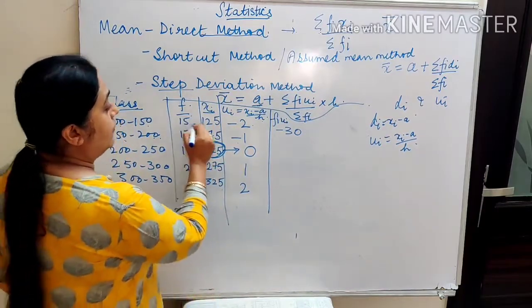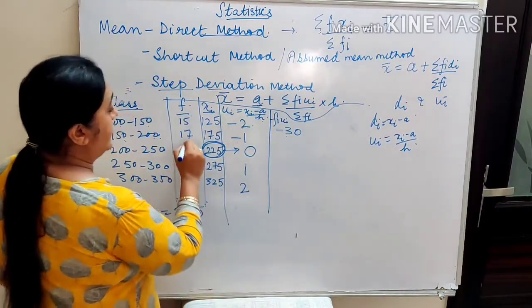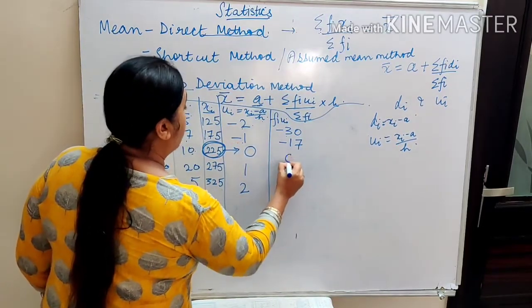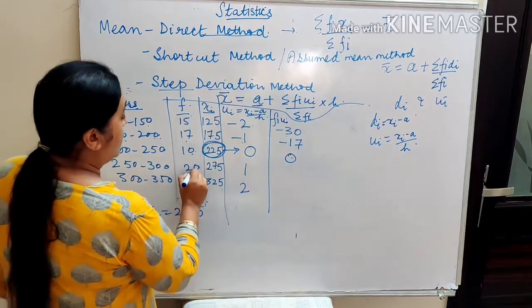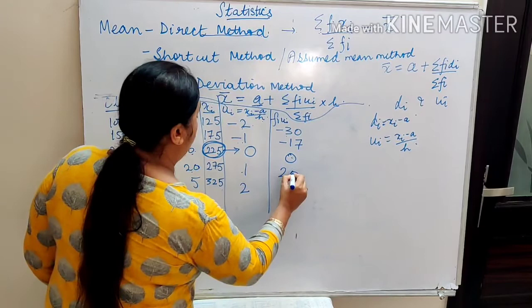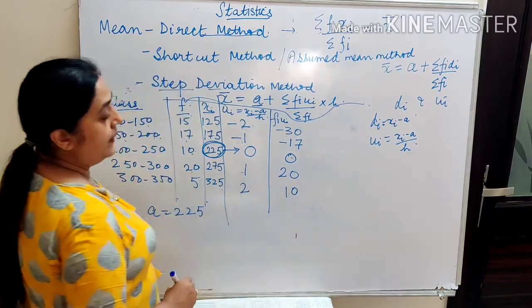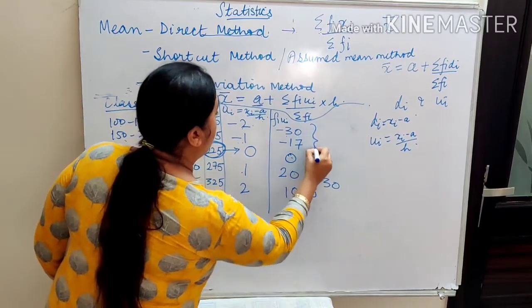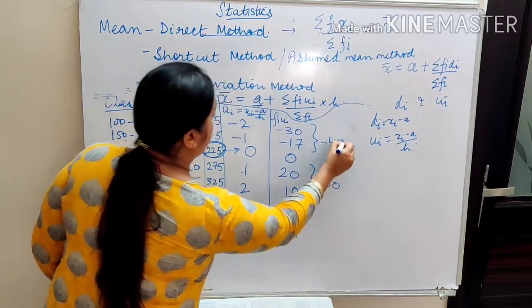So what will you write? 15 into minus 2 is minus 30, 17 into minus 1 is minus 17. This comes out to be 0. 20 into 1, you are multiplying fi and ui, comes out to be 20, and here it comes out to be 30. So the total here is 30 and here the total is minus 47.